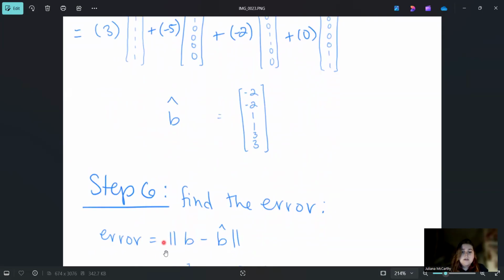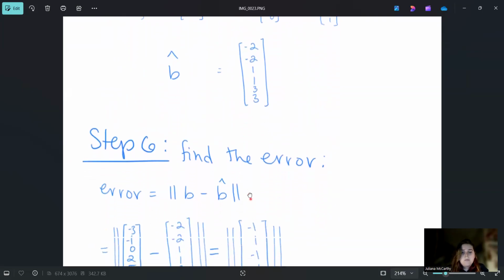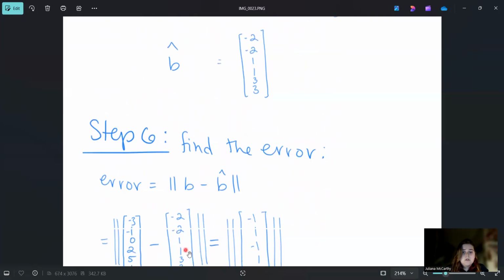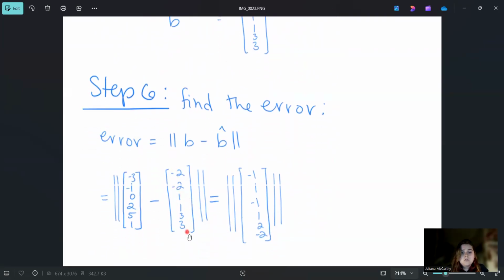So error is the length or magnitude of b minus b hat. So b was given to us: -3, -1, 0, 2, 5, 1. b hat we just solved for right here: -2, -2, 1, 1, 3, 3. Subtract that from b, and we get -3 minus -1 becomes -3 plus 1, which is -2; -1 plus 2 is 1; 0 minus 1 is -1; 2 minus 1 is 1; 5 minus 3 is 2, and then 1 minus 3 is -2.